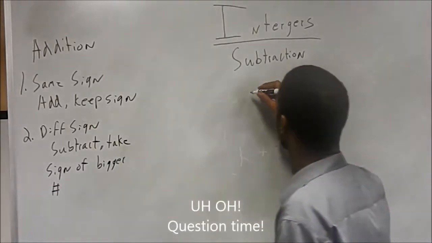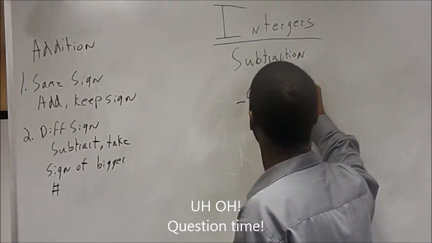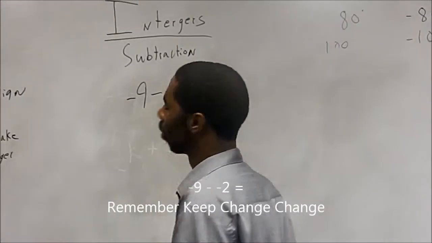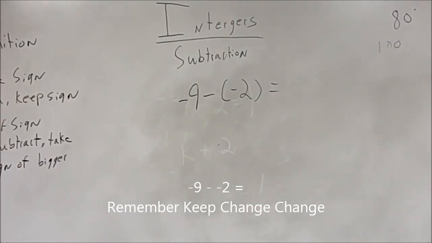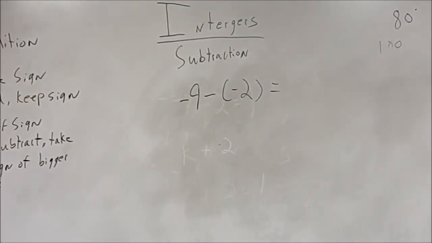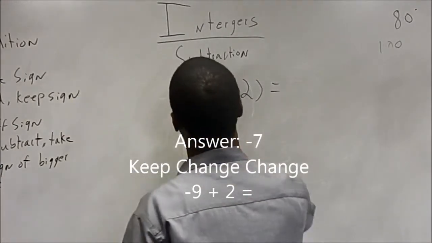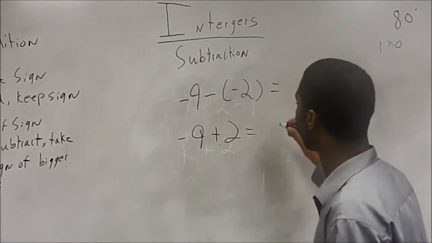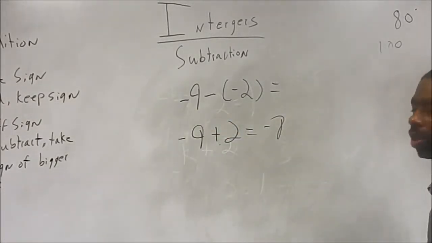Travis. -9 minus -2. That'd be -7. -7 is correct, because I would change this to -9 plus 2. Different signs. 9 is bigger. Negative 7.